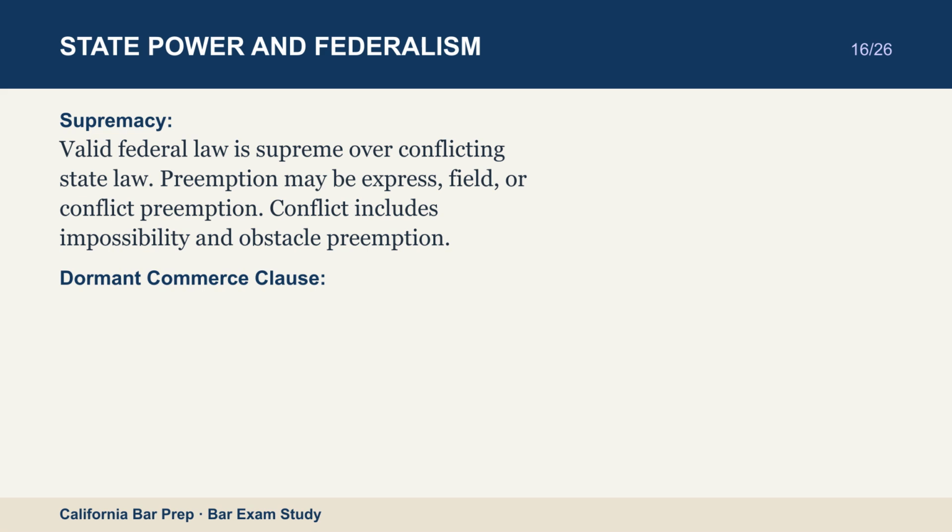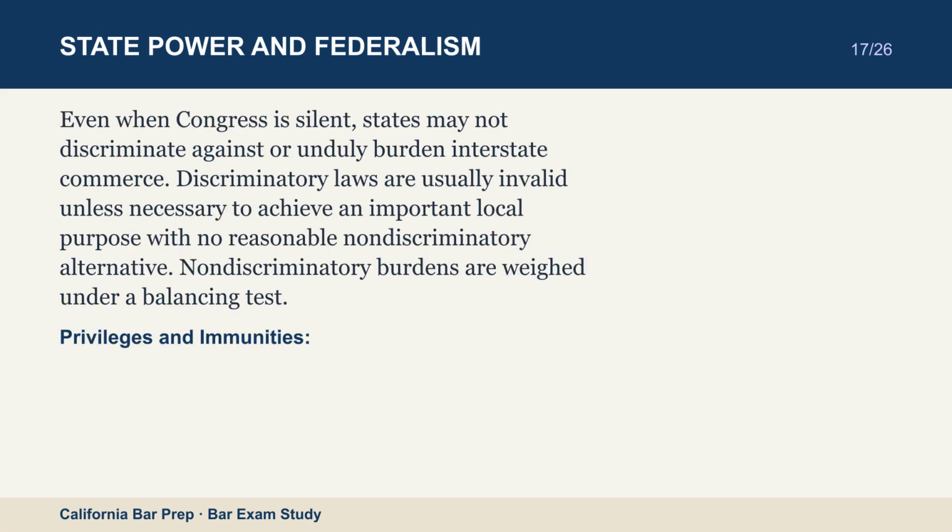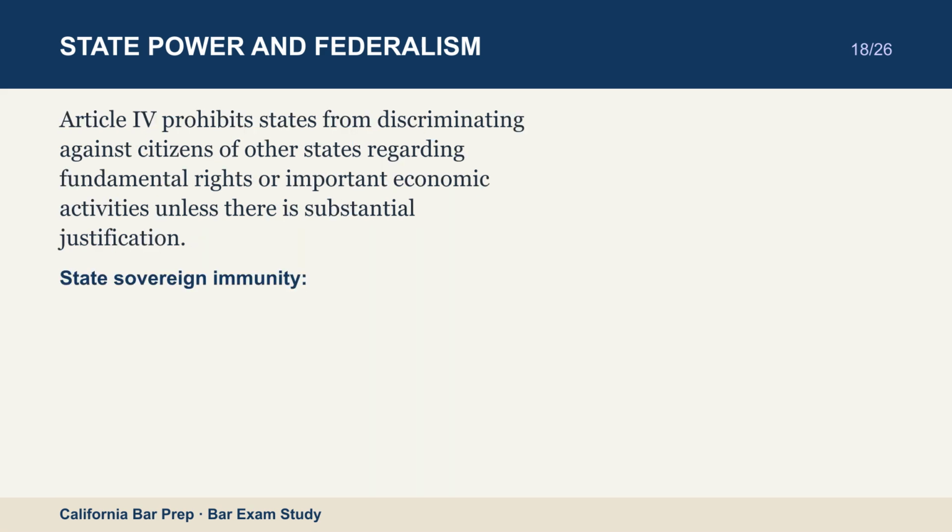Dormant Commerce Clause. Even when Congress is silent, states may not discriminate against or unduly burden interstate commerce. Discriminatory laws are usually invalid unless necessary to achieve an important local purpose with no reasonable non-discriminatory alternative. Non-discriminatory burdens are weighed under a balancing test. Privileges and immunities. Article 4 prohibits states from discriminating against citizens of other states regarding fundamental rights or important economic activities unless there is substantial justification.